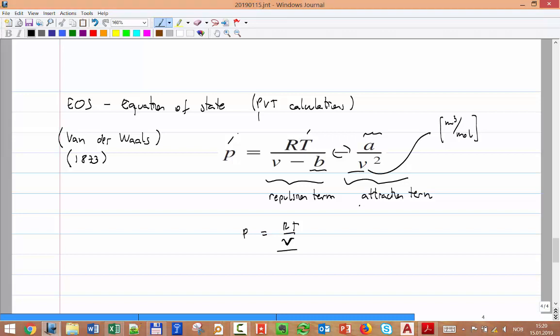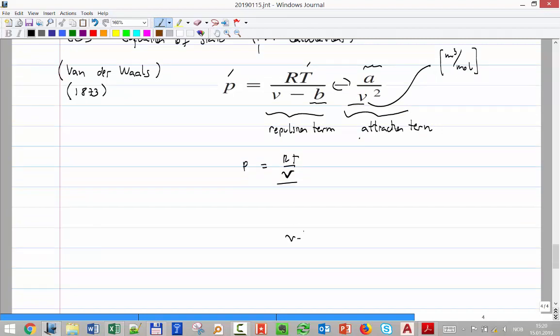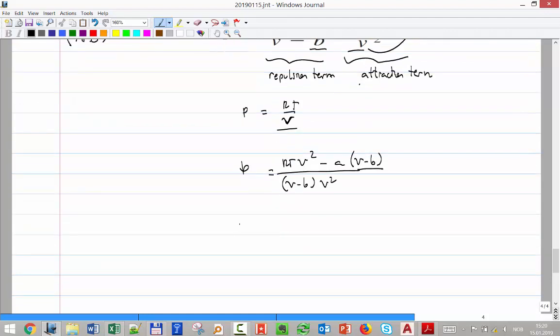No, not if I clear B, right? It's just a mathematical expression. I clear, let's say, V minus b, V squared. RT V squared minus a V minus b. And then I have pressure, and I end up with pressure times V minus b, V squared minus RT V squared plus a V minus ab equals 0.